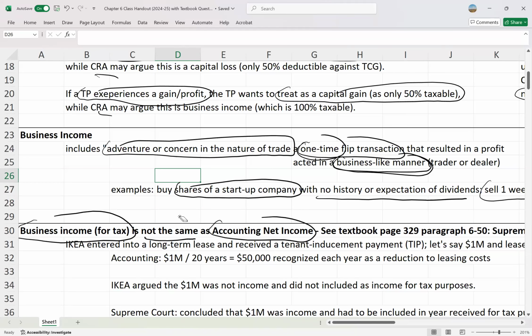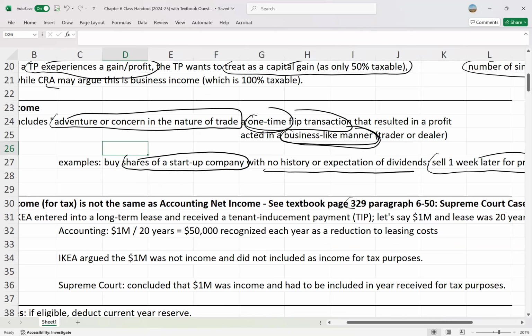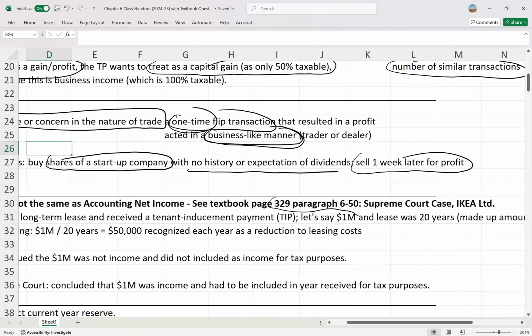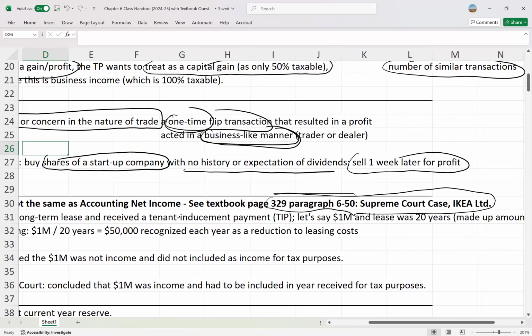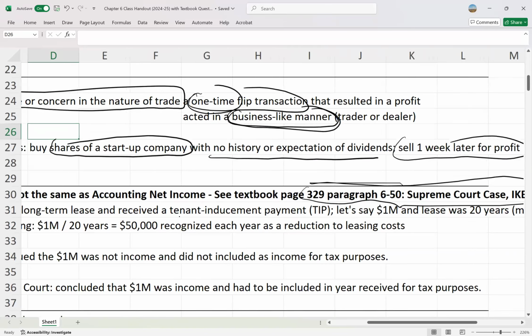One of the court cases talked about in your textbook on page 329 went all the way up to the Supreme Court, and it dealt with IKEA Canada. When a case goes to the Supreme Court, that's the highest level, and whatever the Supreme Court decides will be the last decision for that particular matter. So let's talk about this. It illustrates how there are rules for accounting that may not necessarily apply for tax purposes.